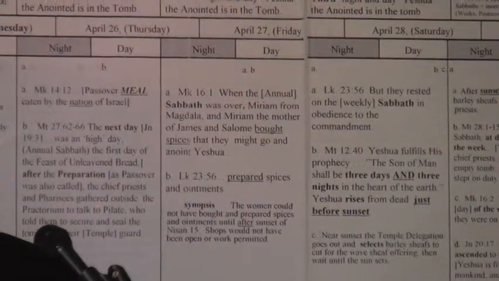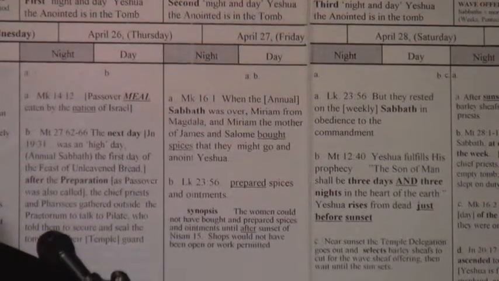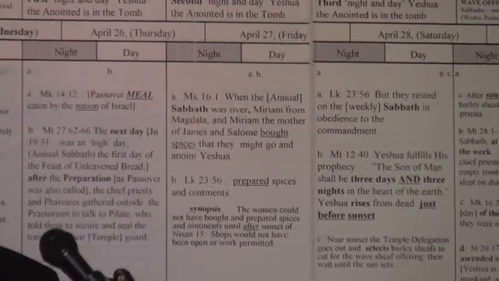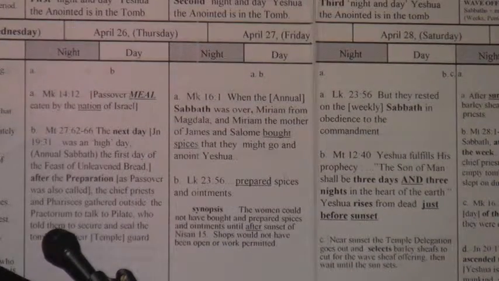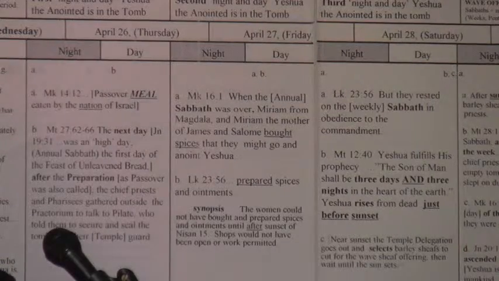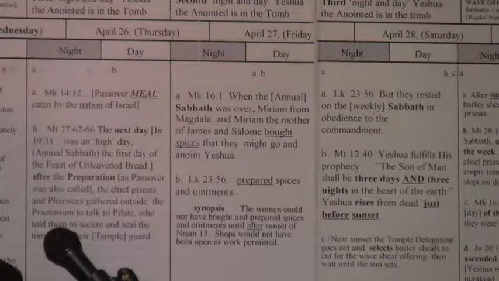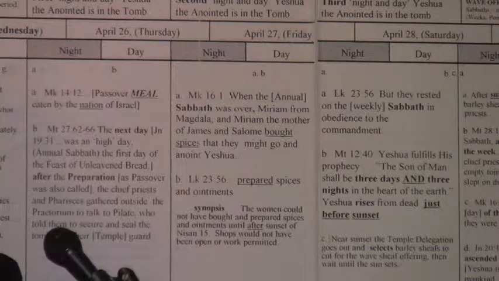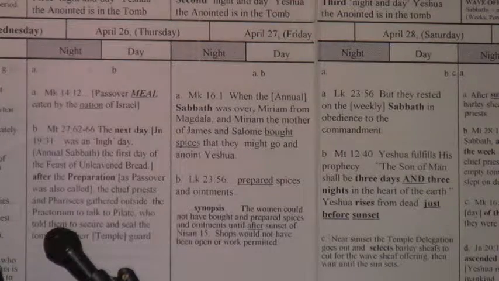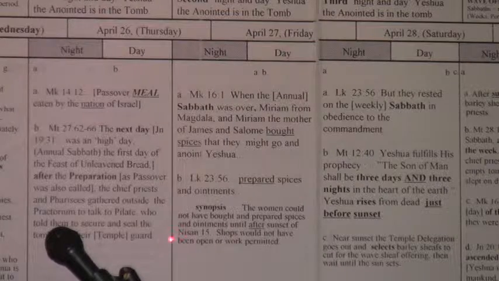When you had these small shopkeepers, they were in business to make a profit. And they would open up or sell things after the normal, usual time. Bakeries, for example, would sell bread like they do today. You go out to Panera Bread, you can buy bread very early in the morning before it's commonly available. So they could not have bought the spices and the ointments before sunset of the 15th.